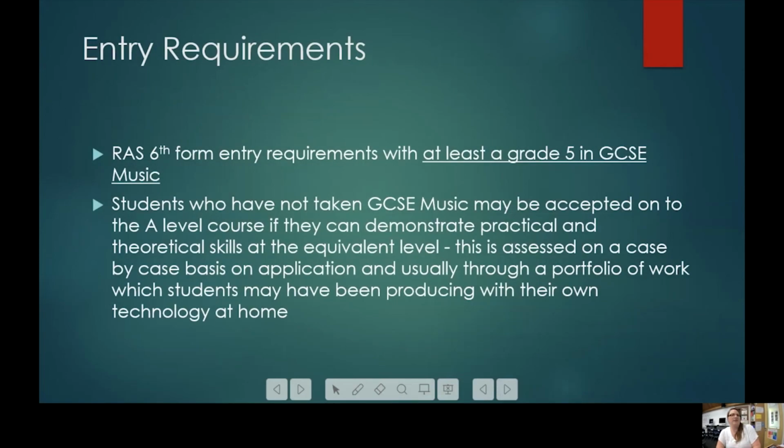So the entry requirements there. We would require at least a grade 5 in GCSE music, but we have accepted students onto the course who haven't had the opportunity perhaps to take GCSE music if you can demonstrate practical and theoretical skills at the equivalent level of a grade 5 in GCSE. This is assessed on a case-by-case basis on application and often through a portfolio of work which students may have been producing with their own technology at home.